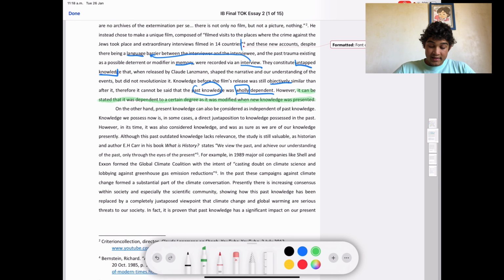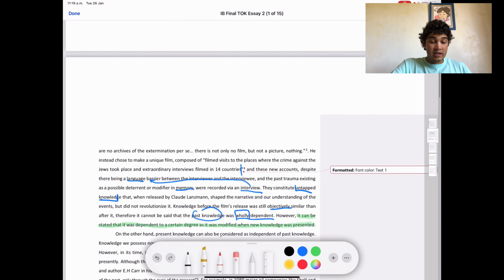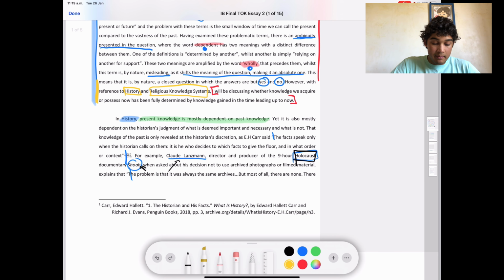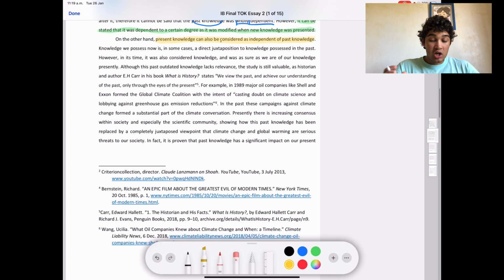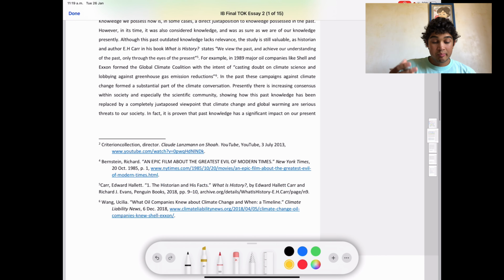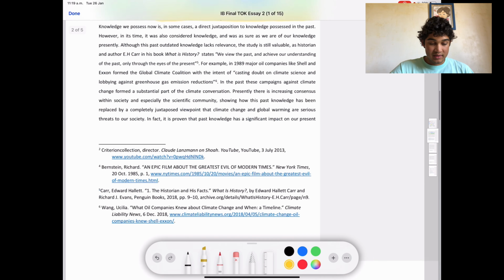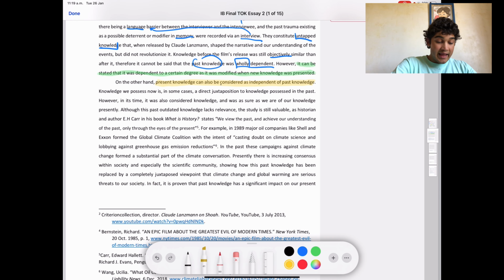And now, the second thing that I do in this second paragraph is that I give a counter argument in the same area of knowledge. I give a counter argument to my previous paragraph. So here I'm saying present knowledge is mostly dependent on past knowledge. And here I'm saying present knowledge can be considered independent. So I'm contradicting myself, but I'm not just saying things, I'm having evidence to back up what I'm saying. Here I'm elaborating on my claim.